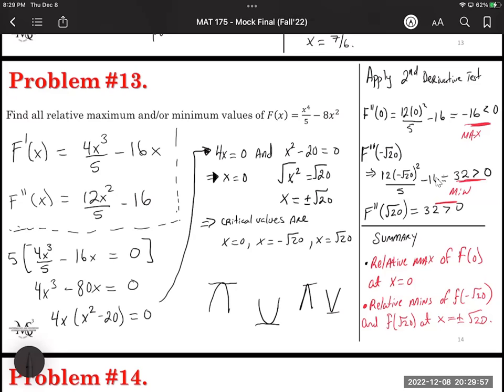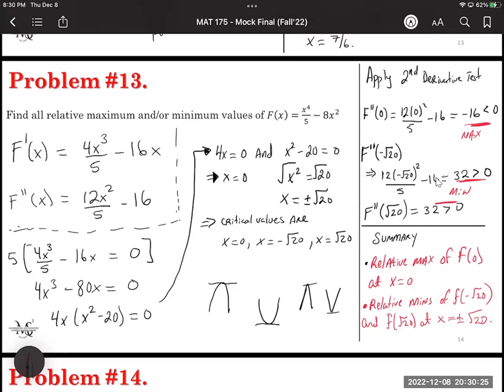All right, Carlos, you had a question. What was it? I said, when we got the critical values, could we not have just plugged those into the 4x over 3 over 5 and found it that way, or no? No, because that gives you back 0. You can't plug the critical values back into the first derivative.